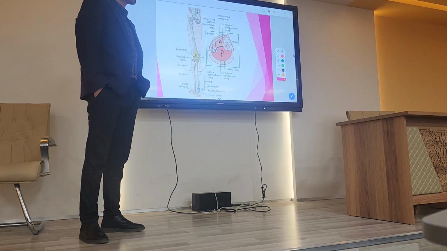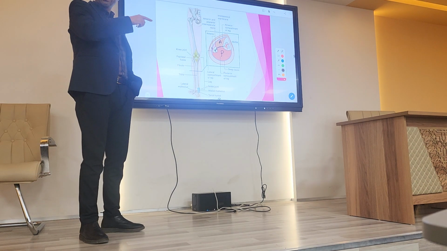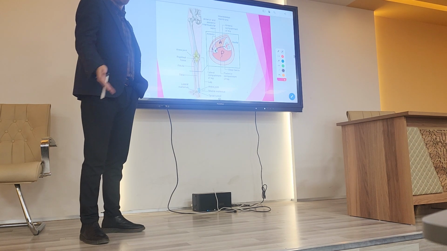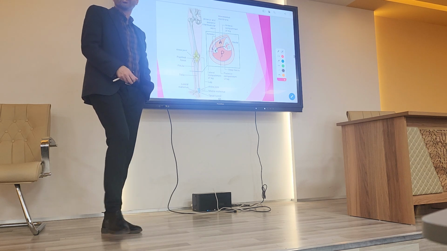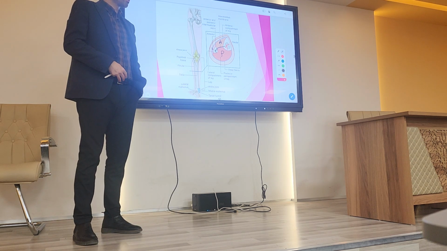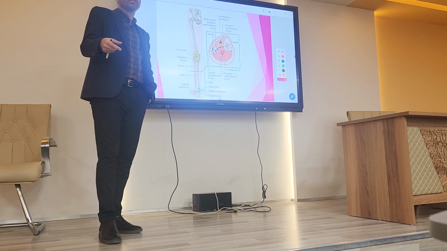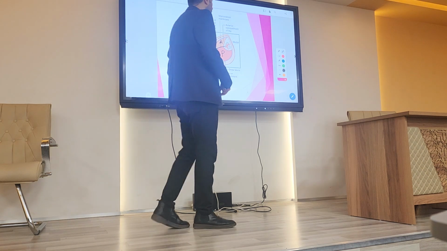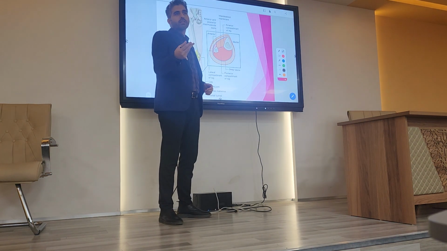Anterior compartment: dorsiflexion, extension, and inversion. Very good. Posterior compartment: plantar flexion, inversion, flexion of the muscles. Lateral compartment: two muscles, they do eversion, and the nerve. So look at here. Generally, we should know the compartments, action, and the nerves.